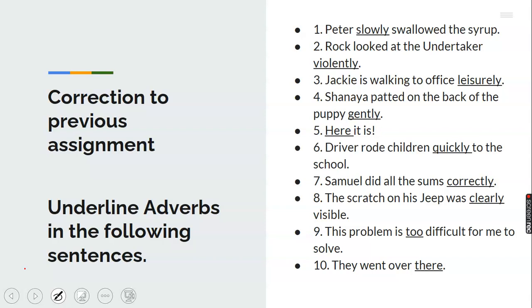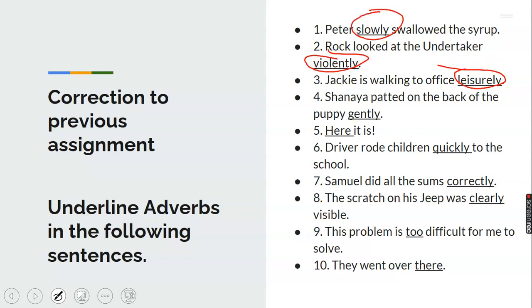Then, Rock looked at the undertaker. How? Violently. That's telling you the manner. Violently there is our adverb, telling us how the verb was done. Jackie is walking to office leisurely. Leisurely there is our adverb. It's telling you how the walking was done.